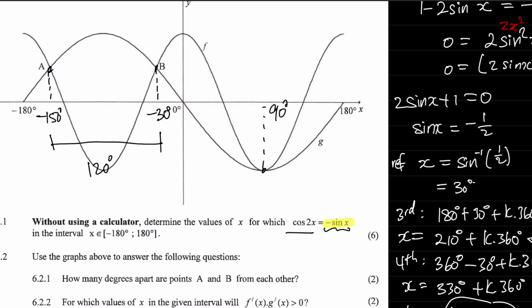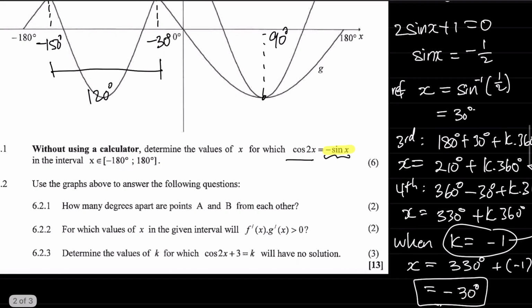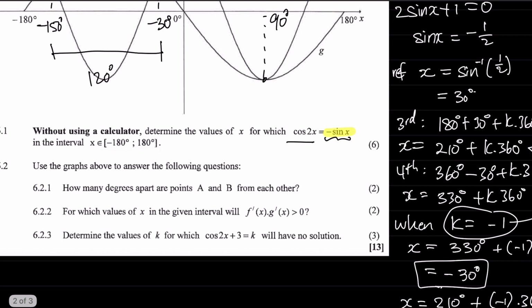Okay. Next one. For which values of x in a given interval will f prime x... Oh, okay, so here they're talking about gradients. Will the product of the gradients be greater than 0? So when will I get the product of the gradients being greater than 0? When the gradients themselves are positive. So when both of them are positive, a positive times a positive is a positive. Or when both of them are negative.